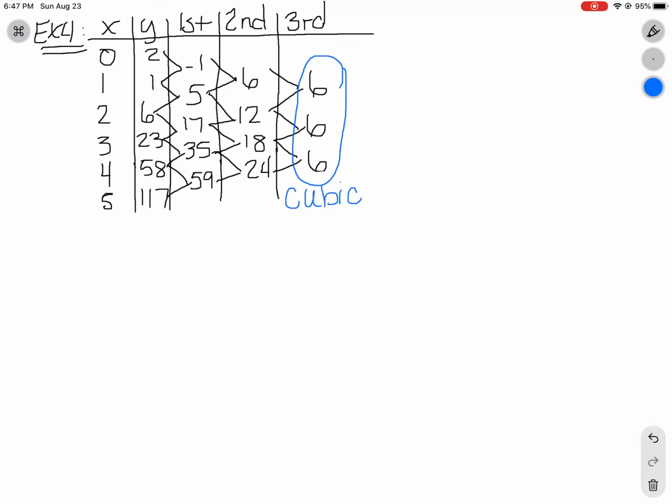If we would have had a constant term in the second differences column, remember it would have been quadratic. If it would have been in the first differences column, it would have been linear. But since it is in the third differences column, it is cubic because a degree 3 polynomial is a cubic. So the relationship that this polynomial is going to have is going to be y equals ax cubed plus bx squared plus cx plus d.